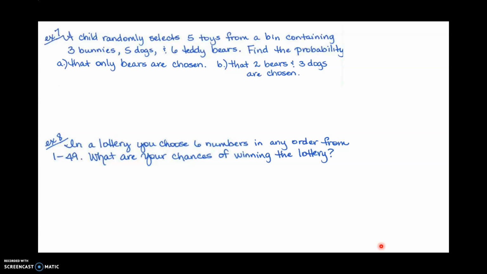All right, look at example 7. Example 7 says a child randomly selects 5 toys from a bin containing 3 bunnies, 5 dogs, and 6 bears. Find the probability that only bears are chosen. Okay, so for my denominator, I have 3 plus 5 plus 6. I have 14 things to choose from, and out of those 14, I'm choosing 5, right? I'm selecting 5 toys. Okay, so in my numerator, it says, what's the chance that I only get bears?